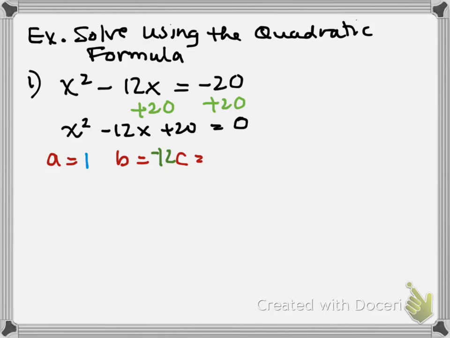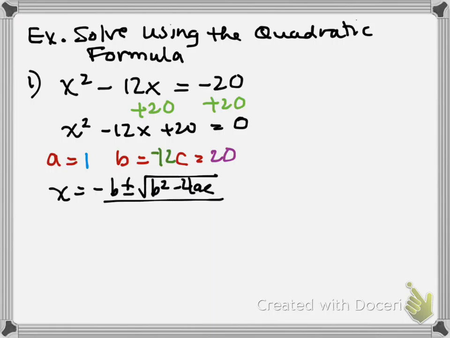Shh. What's the value of C? 20. So then we write the formula. And as I'm writing it, I'm singing the song in my head. X equals negative B plus or minus square root B squared minus 4AC all over 2A. And I write this formula every time on my homework tonight, folks. I want to get this in my head.